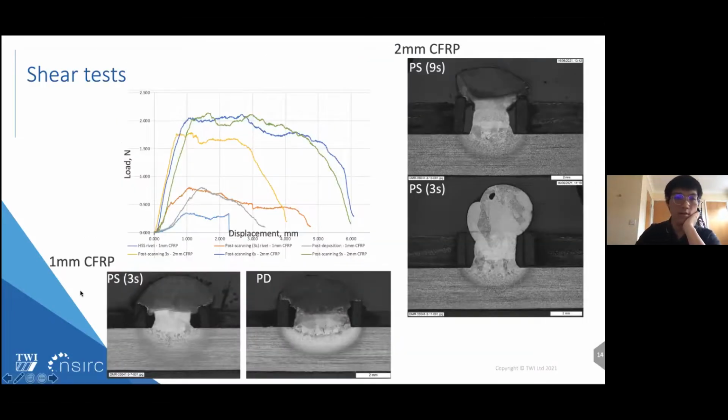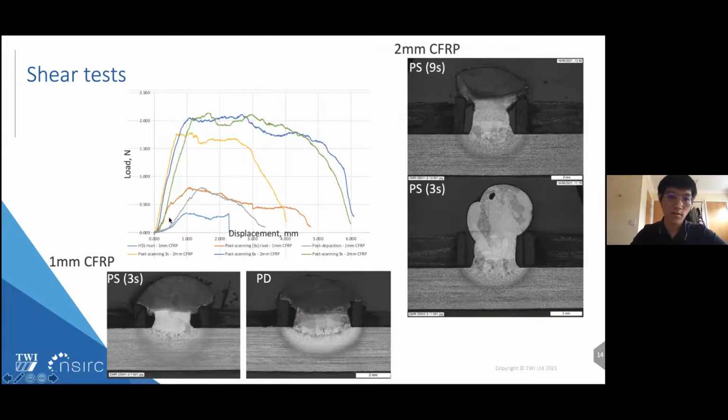And here are the results. We can see the post-scanning deposition and post-deposition methods also have an intact rivet. There is no contamination and oxidation happening here.